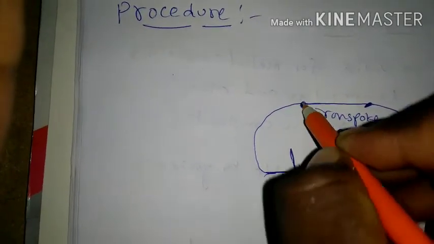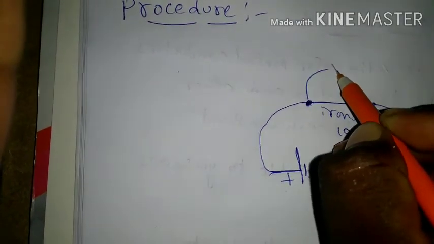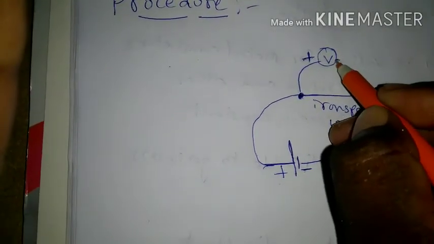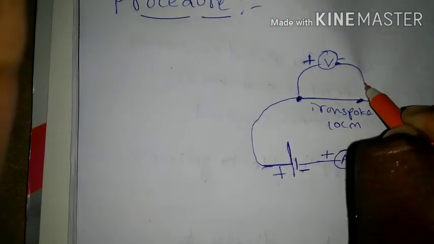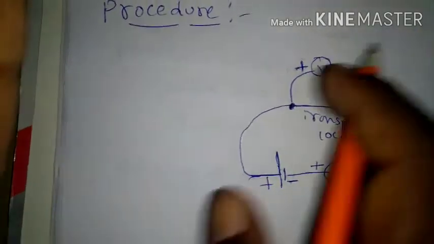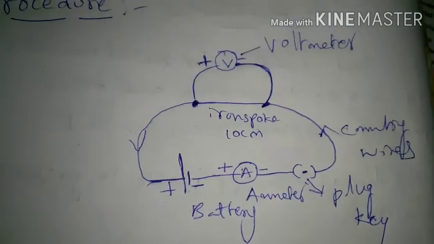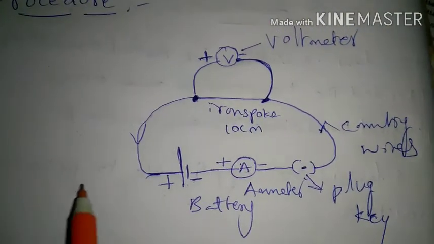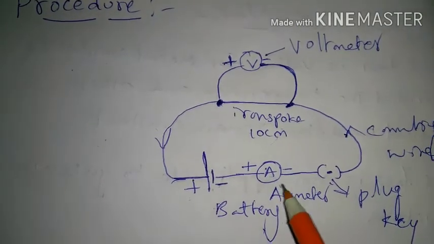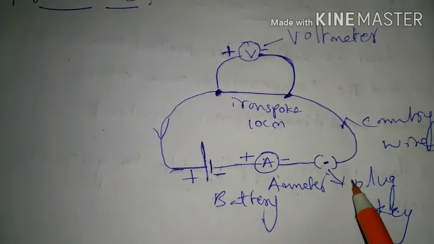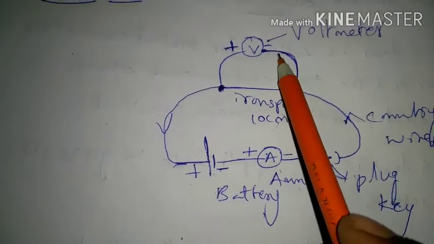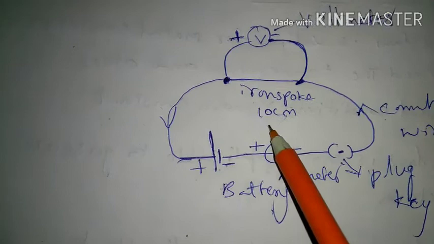Next, iron spoke connection to voltmeter positive connection. Voltmeter negative connection to the other end of the iron spoke. This circuit connection is completed. How many materials are there? 6 materials. First one, battery. Second one, ammeter. Third one, plug key. Fourth one, connecting wires. Fifth one, voltmeter. Sixth one, iron spoke of 10 centimeters.